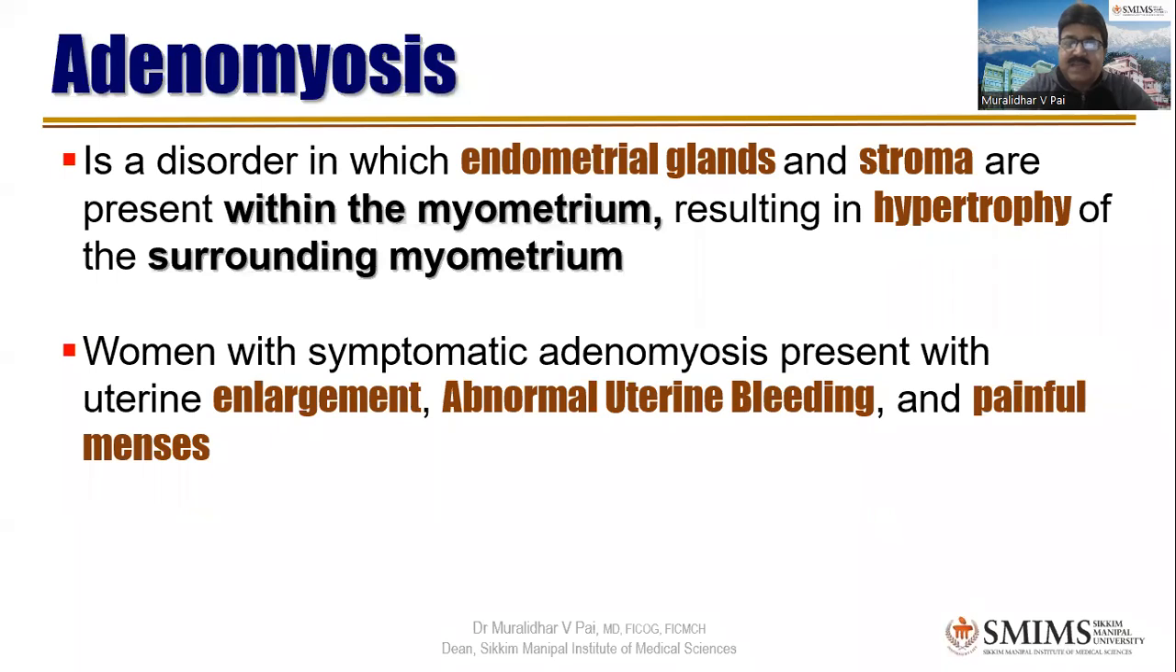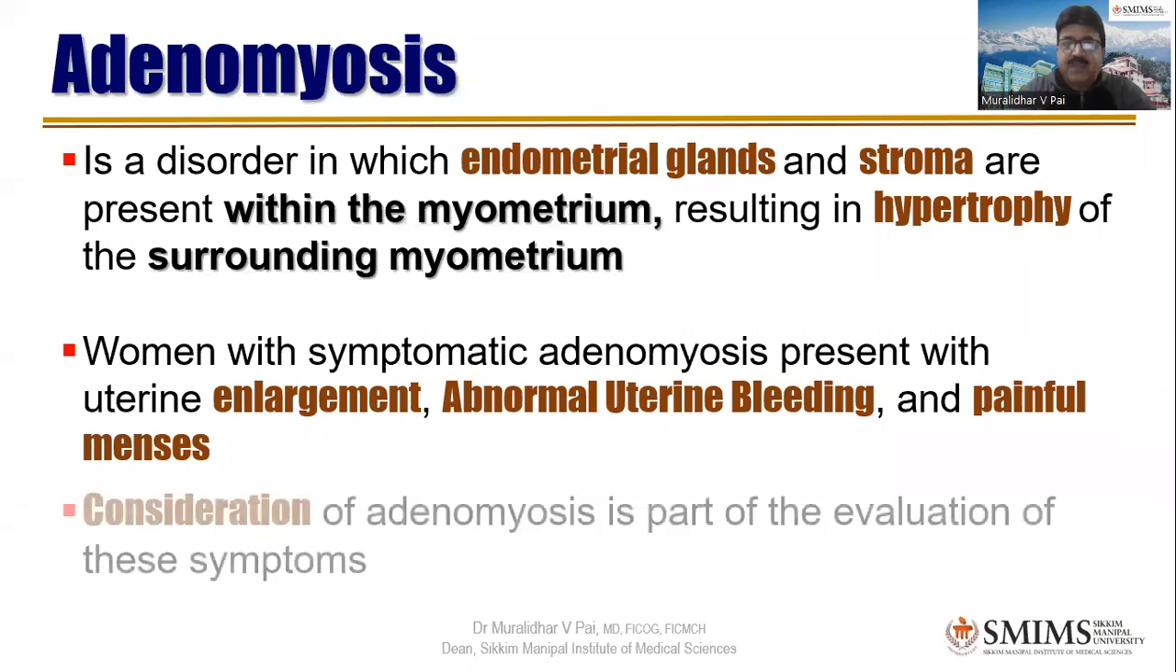Earlier, we thought that adenomyosis is a problem of a multiparous lady, so there is no question of infertility in this. But now we know that adenomyosis is very much there, not only in younger ladies, but even in adolescents. And this can give rise to infertility as well, about which I'm going to talk in detail in another class, maybe. Consideration of adenomyosis is part of evaluation of these symptoms. That means whenever you find an enlarged uterus, whenever there is AUB, whenever there is painful menses, dysmenorrhea, in addition to thinking of fibroid uterus and endometriosis, you must always think of adenomyosis.